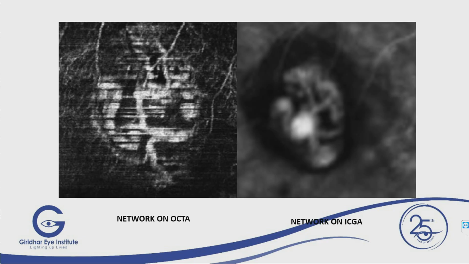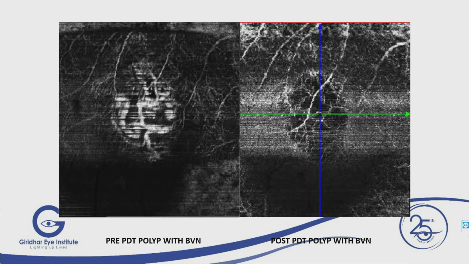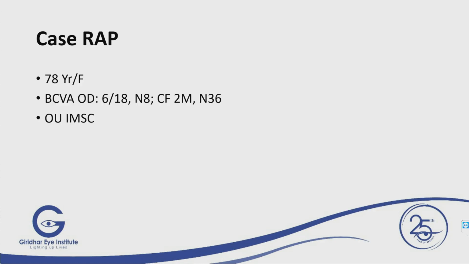And in fact, in OCTA, almost similar findings are seen as in ICG. So OCTA sometimes is as good as ICG in identifying some of the polyps. Following full fluence PDT with injection, the patient gradually settled and is doing well. So this is post-treatment. Post-PDT, that polyp has regressed; the left one is pre and the right one is post. So OCTA and OCT are very useful in the follow-up.